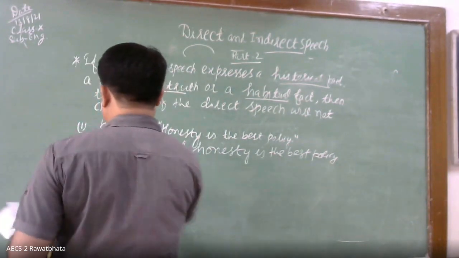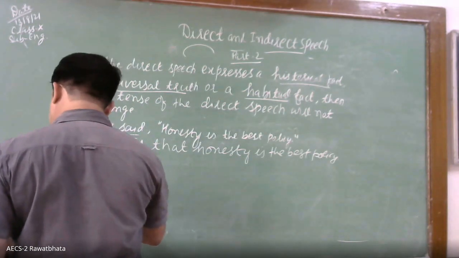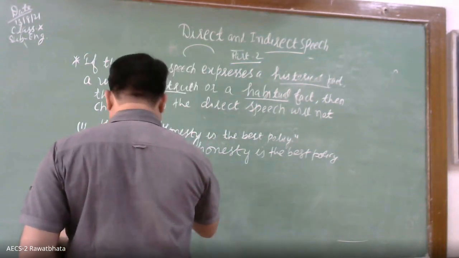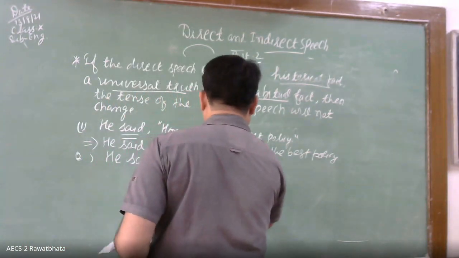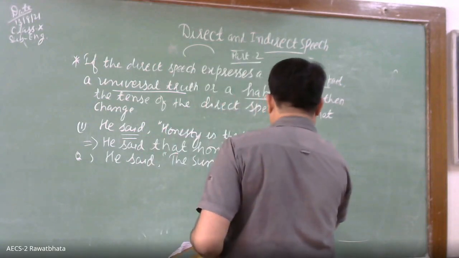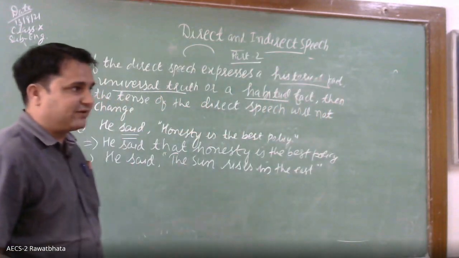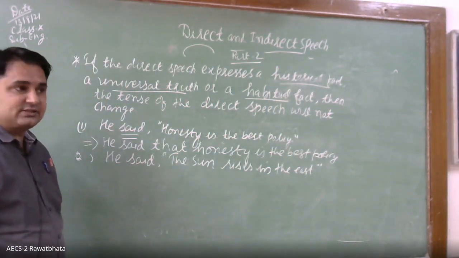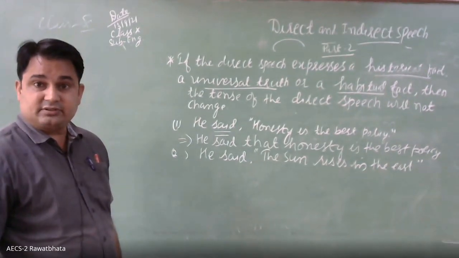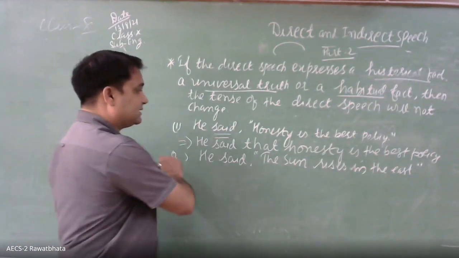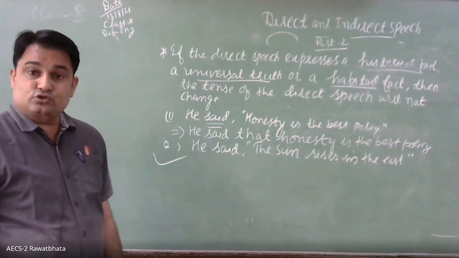Now you write another example. He said, the sun rises in the east. Okay, so what is this? This is a universal fact. He said that the sun rises in the east. So no change is there.